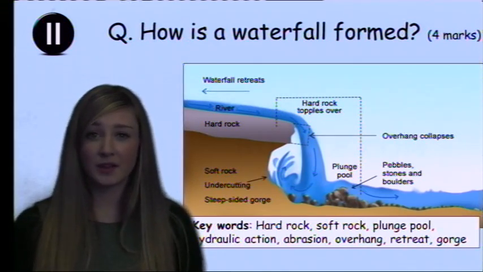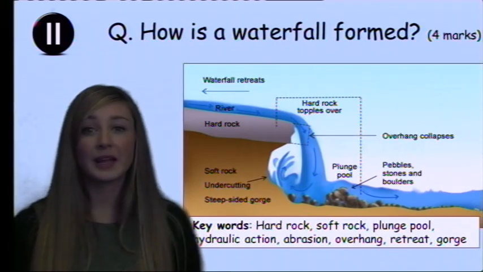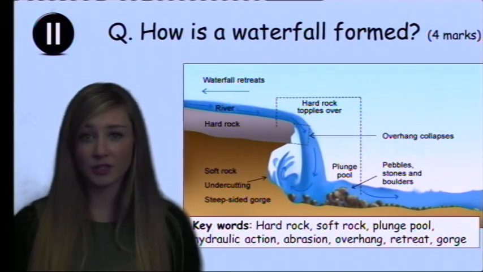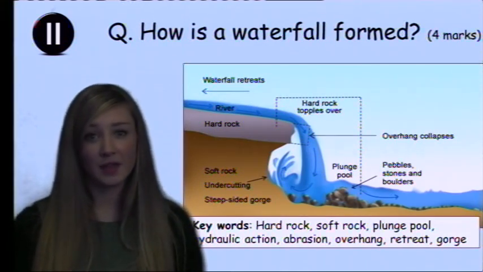There are some keywords that I've written at the base of this slide. You can use those keywords to explain how a waterfall is formed for 4 marks. So you need to make sure that you're making 4 points. If you want to pause the video now, give yourself 4 to 5 minutes maximum. Good luck.